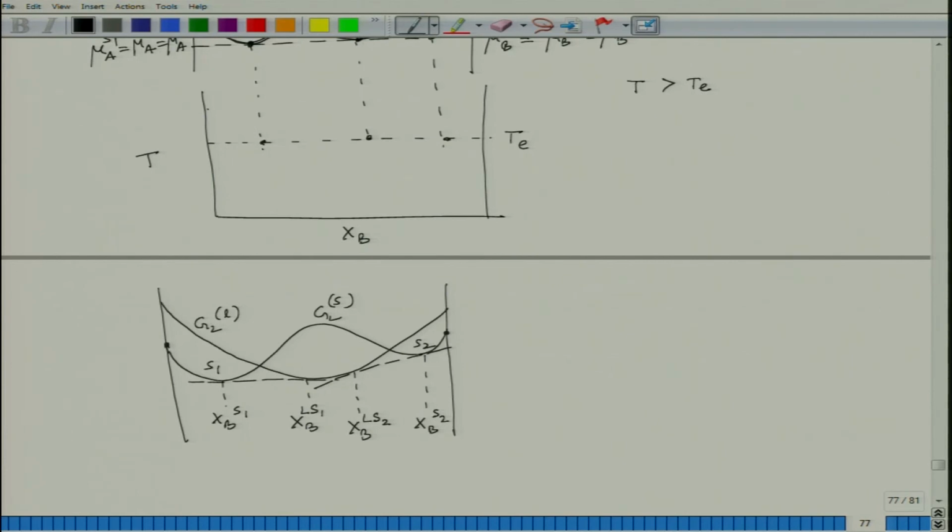Now, at this temperature, which is greater than TE, I can have those points. So, let us say these are those equilibrium points. This point is this composition, this corresponds to this composition and this corresponds to these compositions.